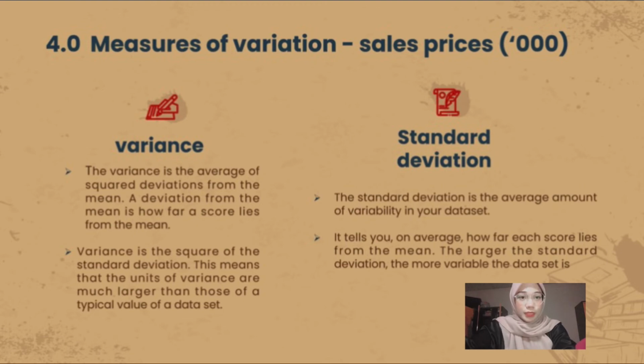Next, standard deviation. The standard deviation is the average amount of variability in your data set. Other than that, it tells you on average how far each score lies from the mean. The larger the standard deviation, the more variable the data set is.